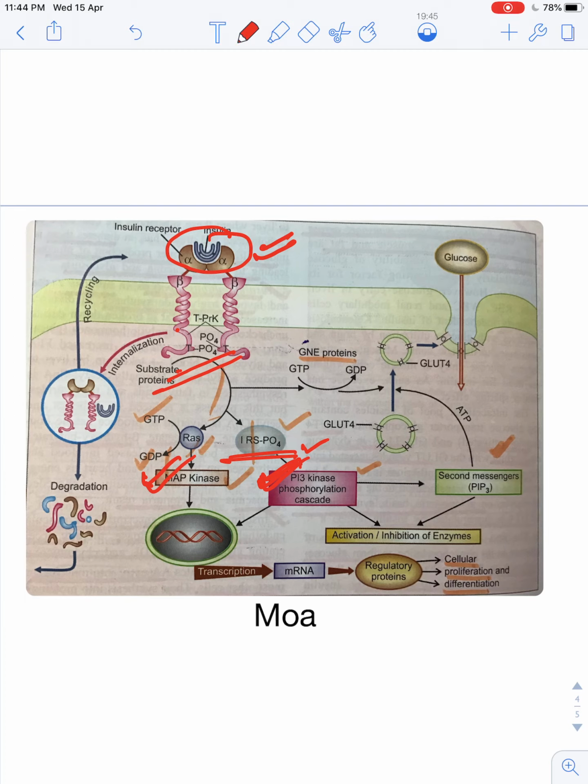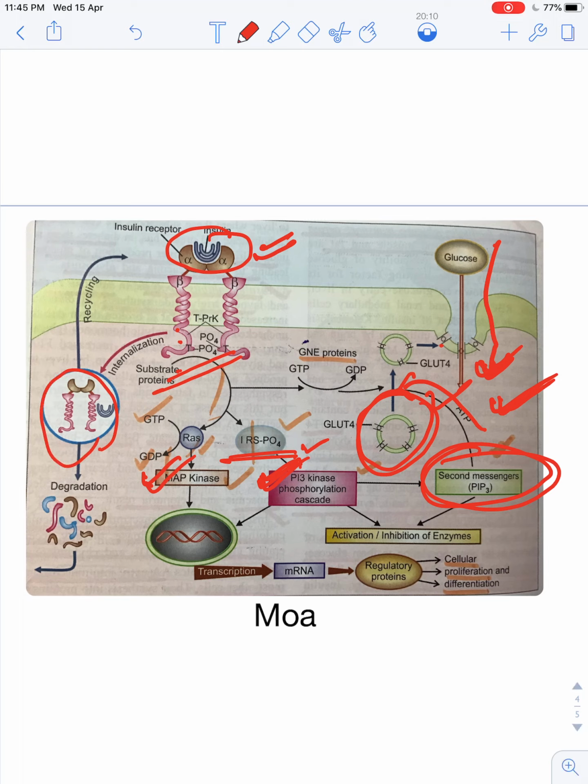And in the PI3 pathway, there will be generation of the second messengers. This generation of the second messengers will cause translocation of the GLUT4 receptors to the surface, and that will facilitate more entry of the glucose into the cell. And after this the fate of the insulin receptor is that they may be internalized and degraded, or they can again be recycled to the surface.